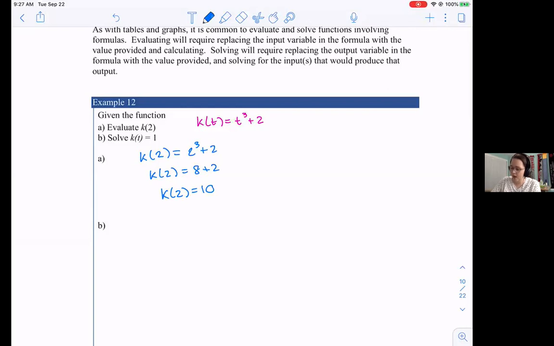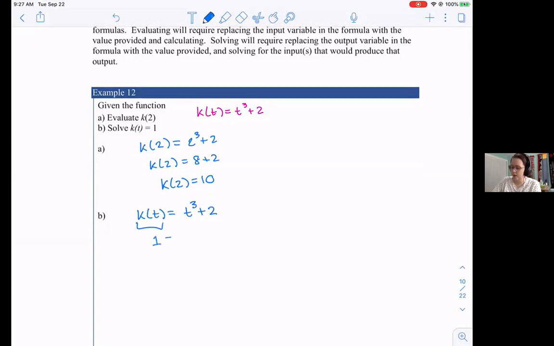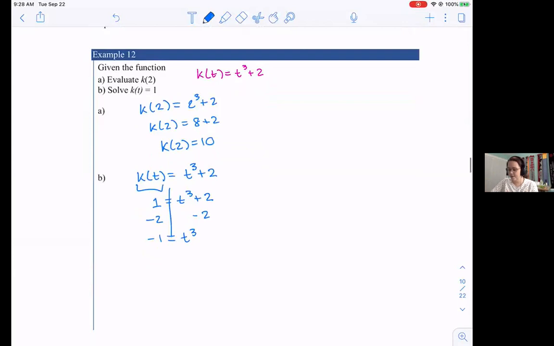The second one says solve k of t equals 1. So whenever I have to solve one, I like to rewrite the original equation. Then I replace this with the 1, and we proceed to solve. Get negative 1 equals t cubed. How do I undo a cube? Cube root. And what is the cube root of negative 1? Negative 1. Because a negative times a negative times a negative is a negative. So in this case, t would be negative 1.